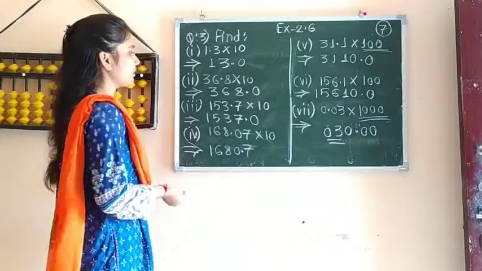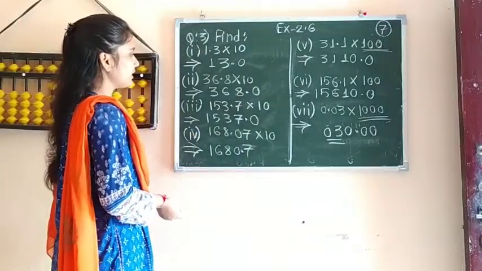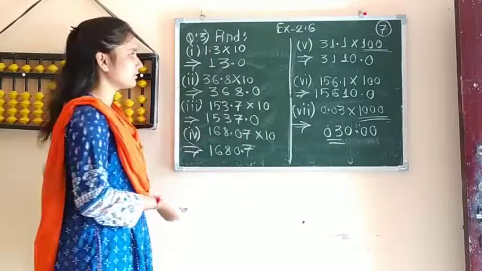Means these are the tricks to remember how to multiply the decimal when it is getting multiplied by 10, 100 and 1000 and so on.